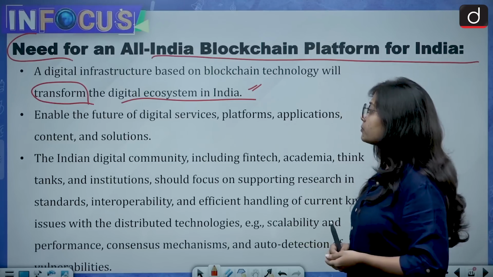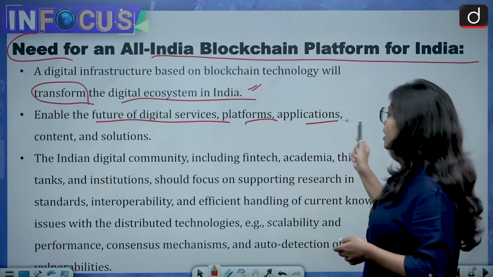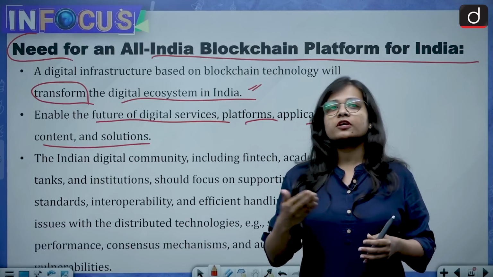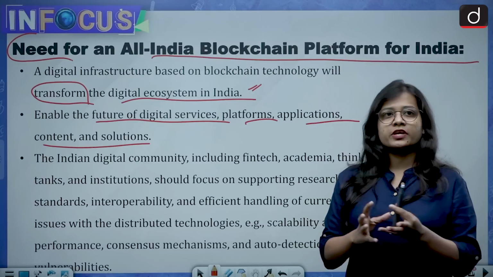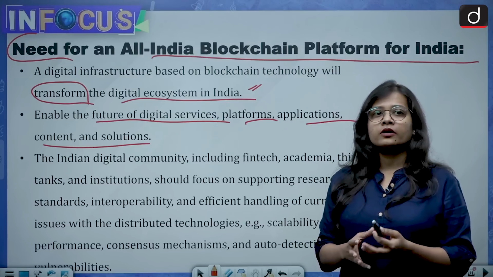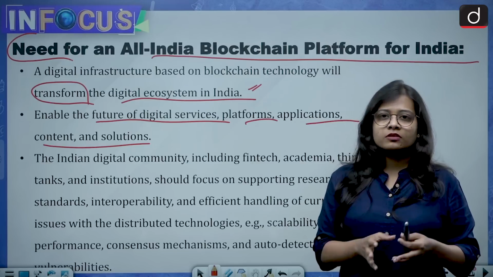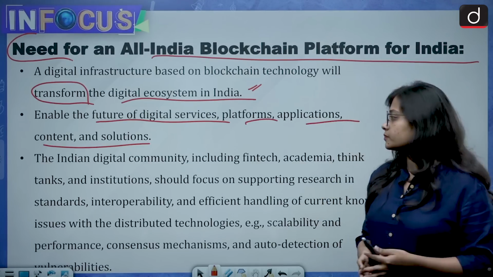It also enables the future of digital services, platforms, applications, content and solutions. If things move to blockchain technology, as blockchain technology is very hard to hack, and making changes in it is extremely difficult, then it can also improve the security aspect of a country.